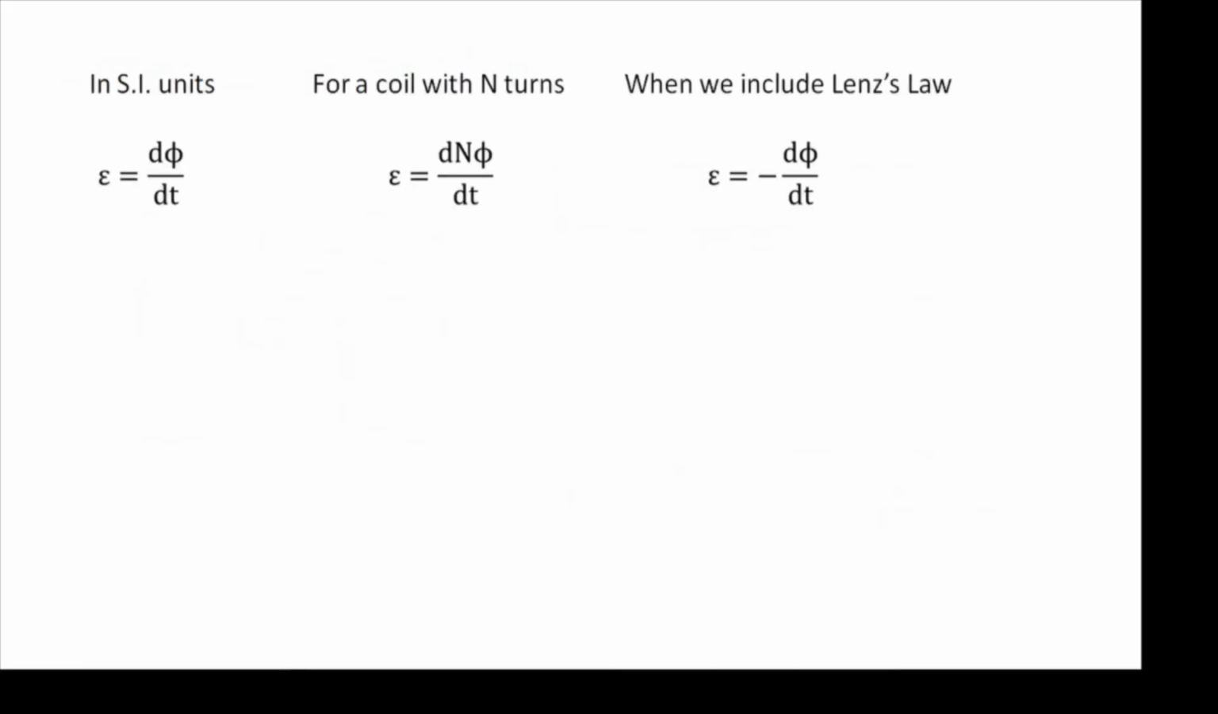Now, in SI units, very neatly, the induced EMF equals dΦ/dt. If we have a coil with N turns, then this idea of flux linkage, the EMF equals d(NΦ)/dt, the rate of change of flux linkage. And then lastly, we put a minus sign in there, and that's due to something called Lenz's law, which I'll talk about very shortly. So the induced EMF equals minus dΦ/dt, or minus d(NΦ)/dt, if you're talking about a coil.